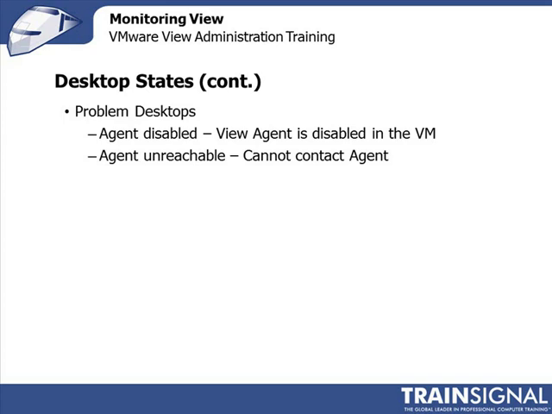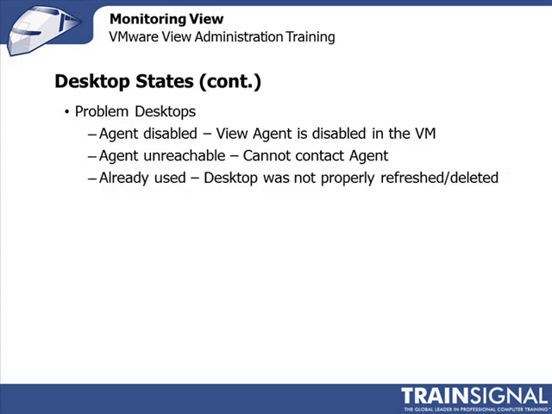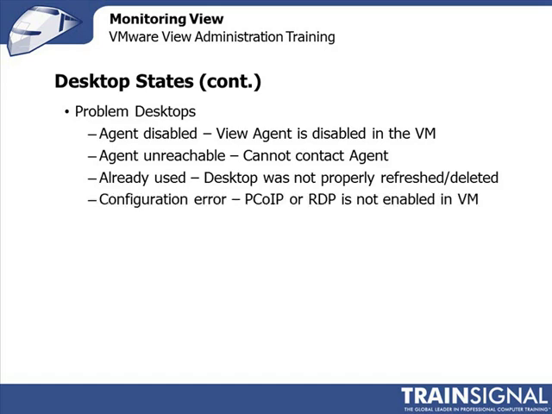network properly. When a desktop is configured to be refreshed or deleted after first use, but for some reason that desktop didn't go through that process, it may go into a state of already used, which is a sign that you as an administrator need to go in and manually either delete or refresh that desktop. If a desktop shows up with a configuration error, that usually indicates that PC over IP or the RDP protocol have not been enabled within the VM.